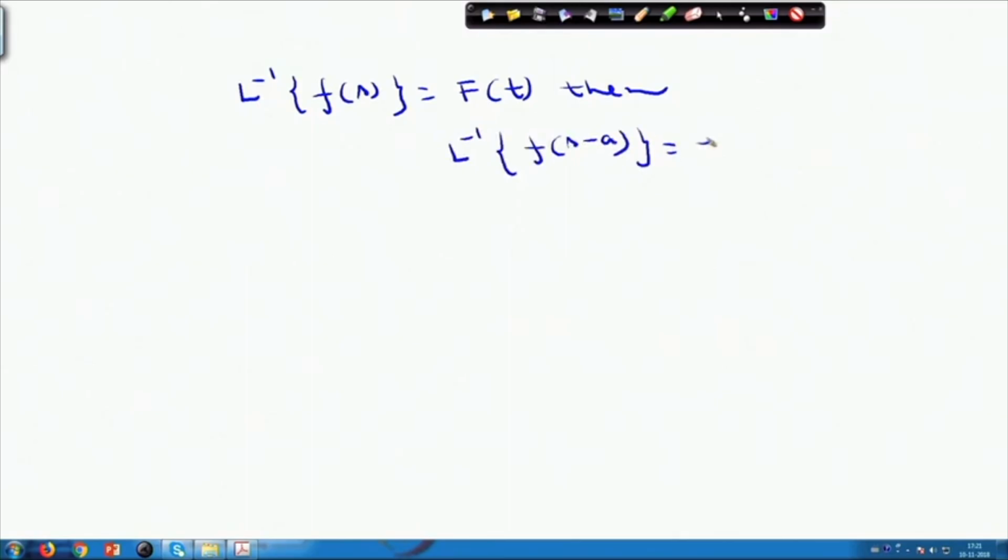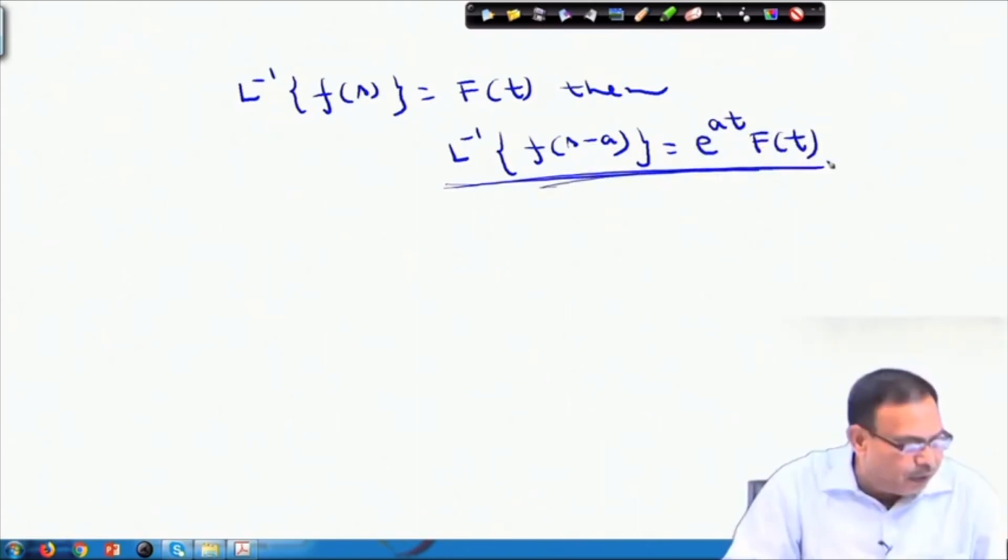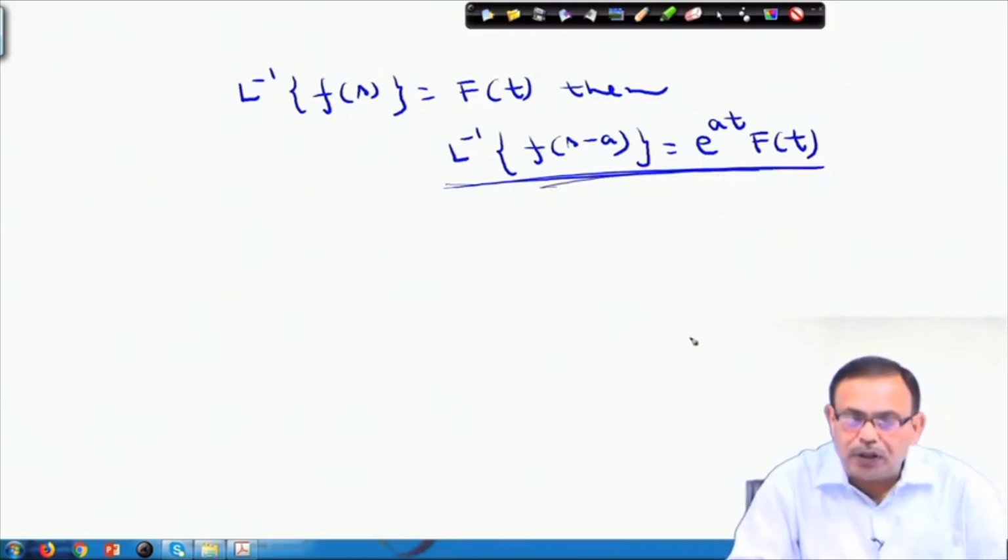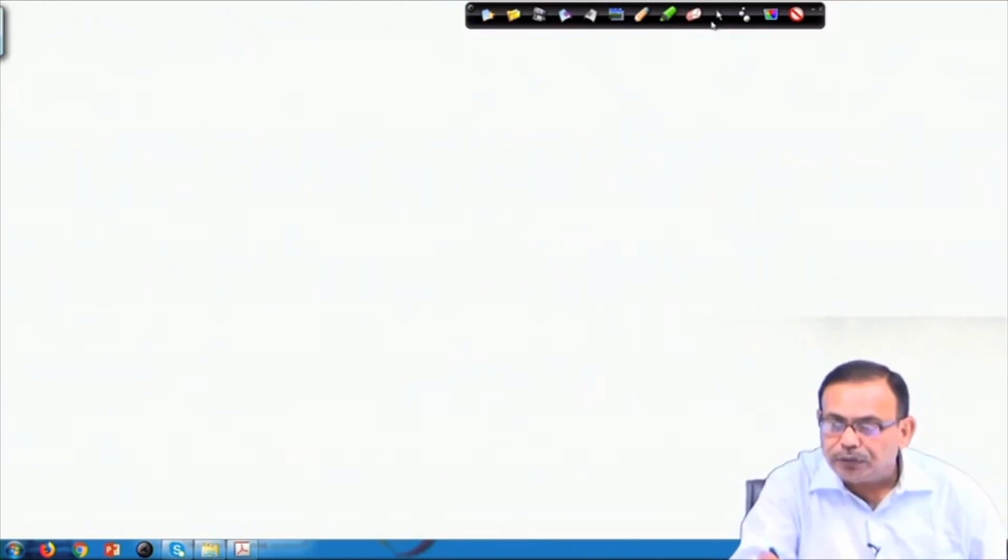We are continuing with the earlier lecture where we have started the inverse Laplace transform. Please remember this: if Laplace inverse of F(s) equals f(t), then Laplace inverse of F(s minus a) will be equal to e to the power a t into f(t). We used this in the last two examples. Basically, we have used this particular property.